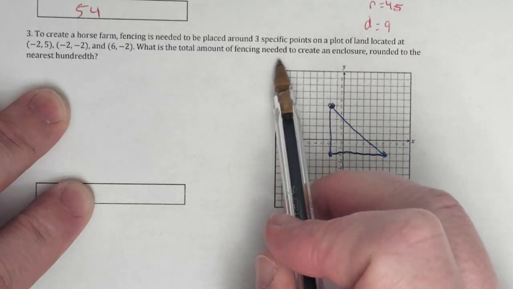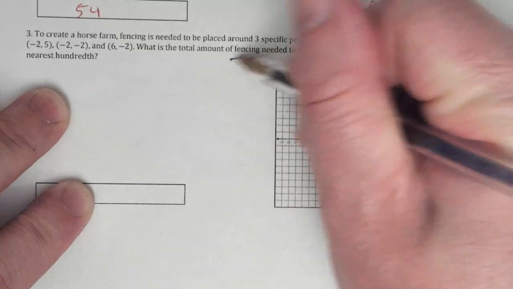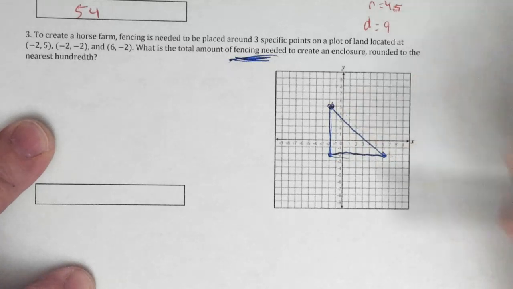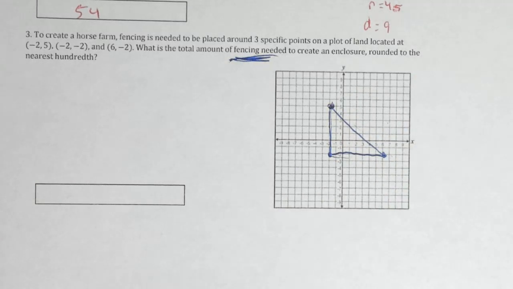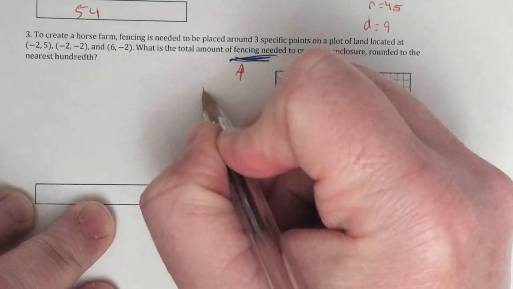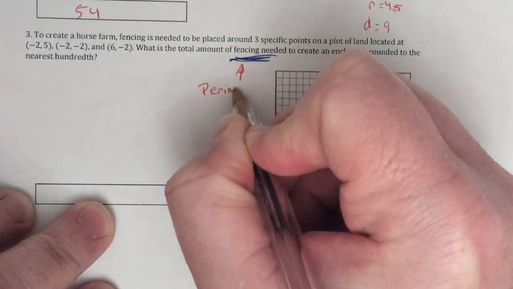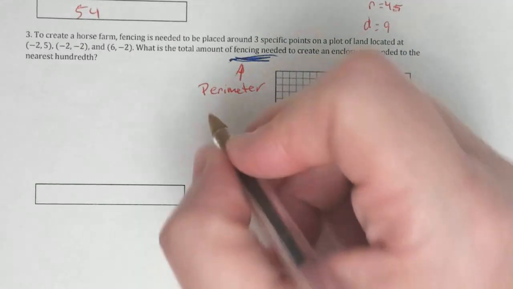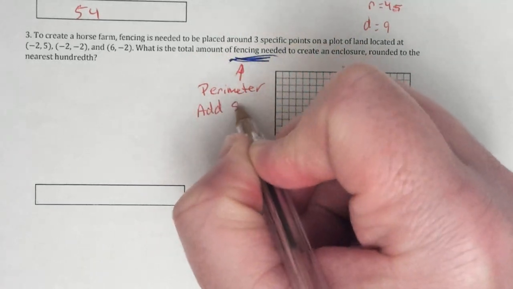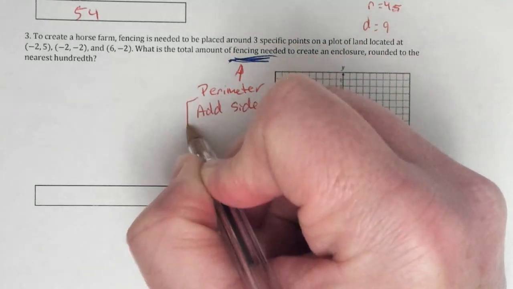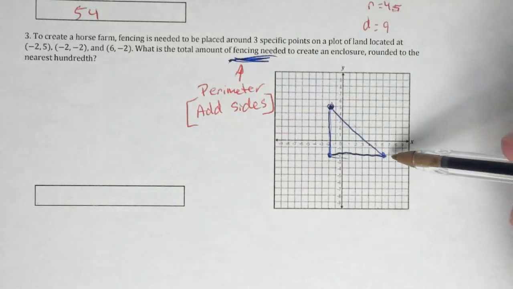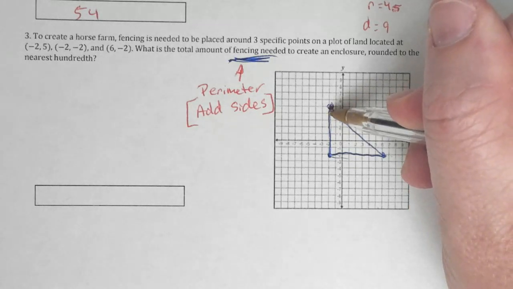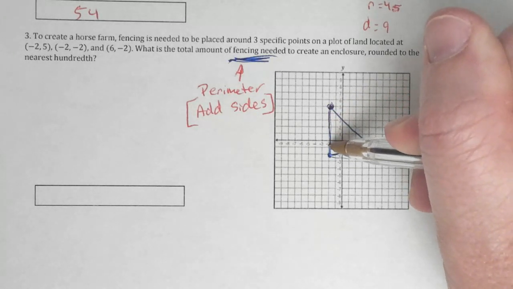What is the total amount of fencing needed to create the enclosure? So the fence is this right here. This, and this. So what does that mean to us? That means that they want us to find the perimeter. So that means we're going to add the sides. That's what perimeter means. So we need to find this side, and this side, and then add them all together. All right, so this side right here is just 1, 2, 3, 4, 5, 6, 7.